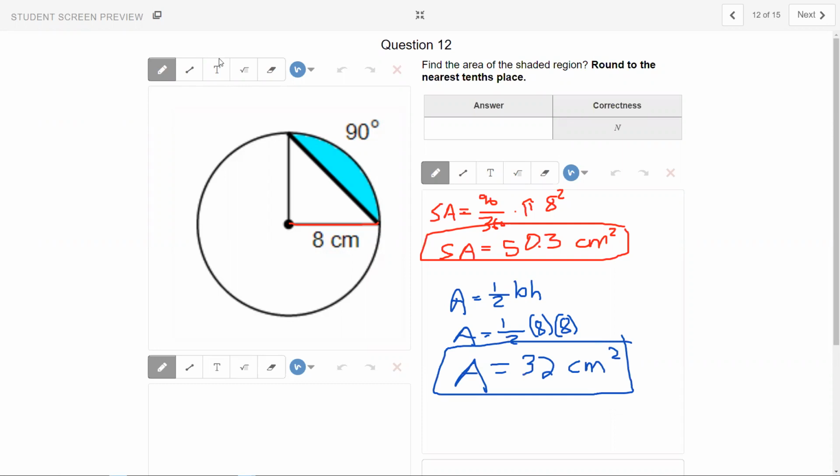Okay, so the red here is going to be the entire sector area, all of this, right? And then the blue is just the area of the triangle. So if we take the area of the red and subtract the area of the blue, all we're going to have left is that shaded region. Let me take my calculator. 50.3 minus 32 is going to be 18.3. You don't even need the calculator for that one.